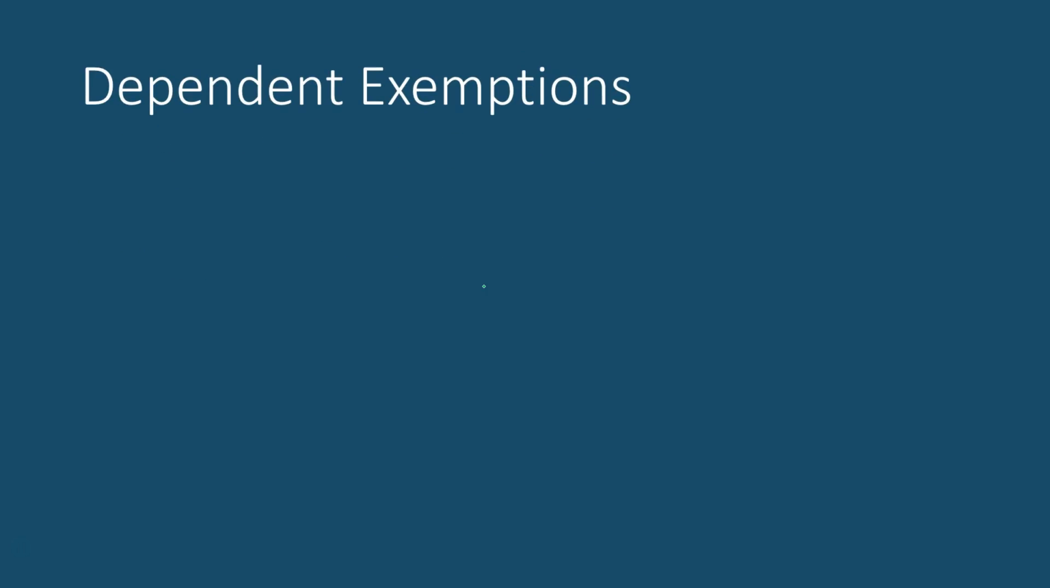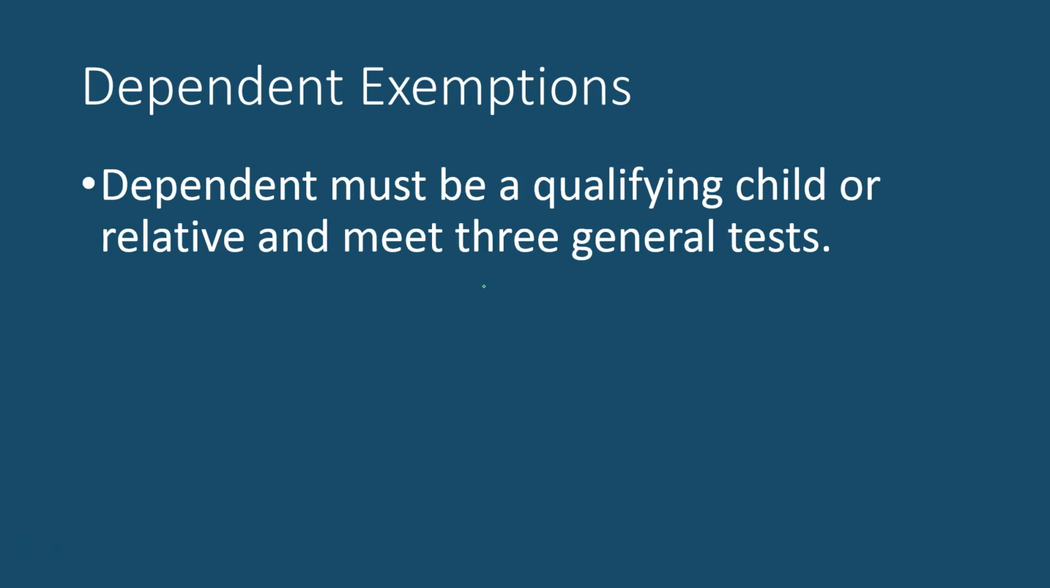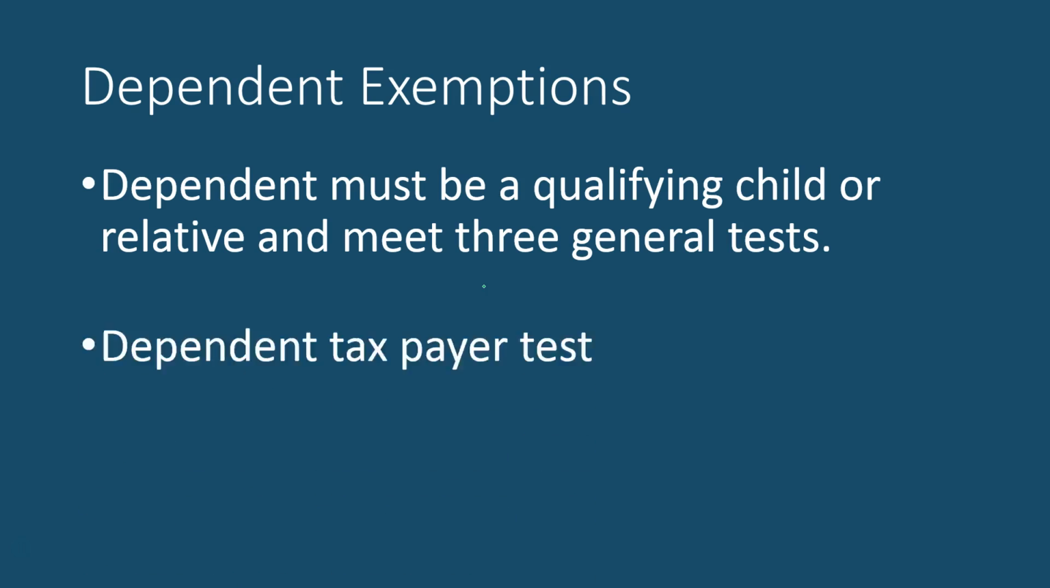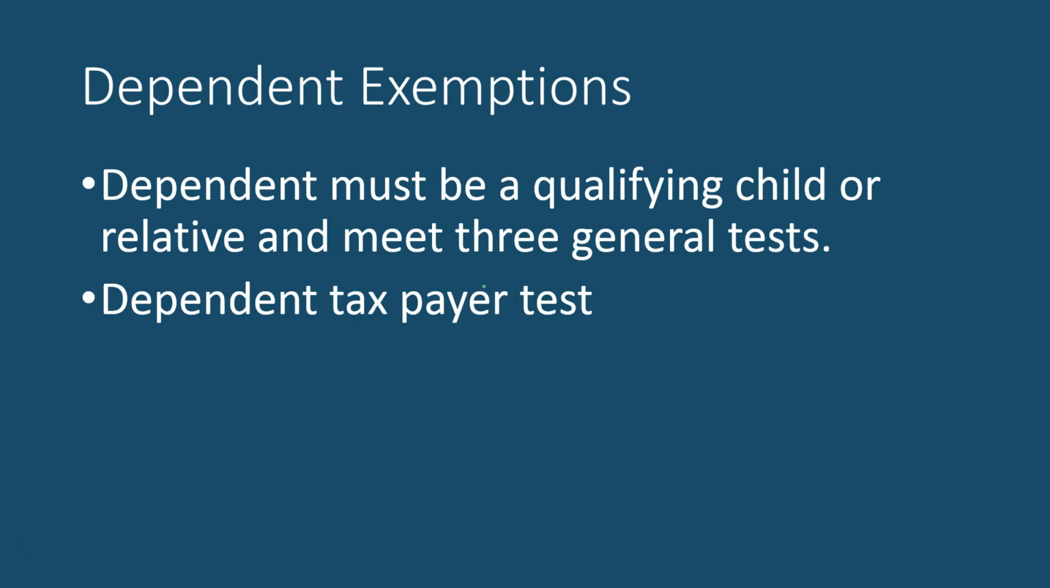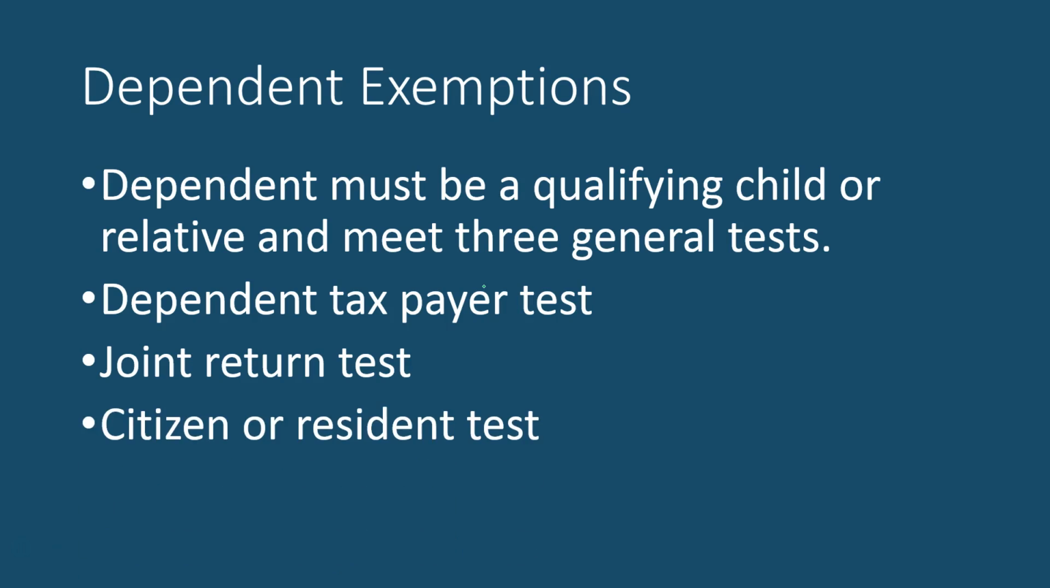So the dependent exemption: the dependent must be a qualified child. So now we're talking about exemptions for, of course, someone else rather than us. So we get an exemption for ourselves, and we get an exemption for someone else, a dependent. So the dependent must be a qualified child or relative and meet the 3 general tests: the dependent taxpayer test, the joint return test, and the citizen or resident test.